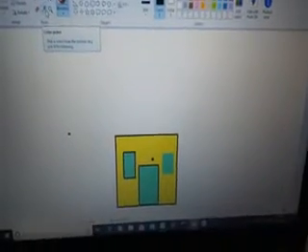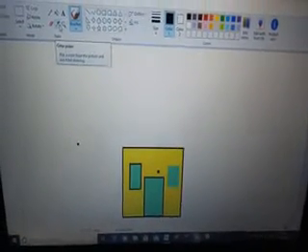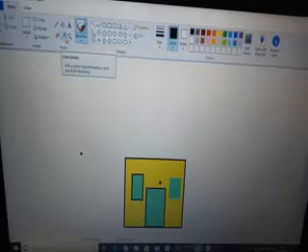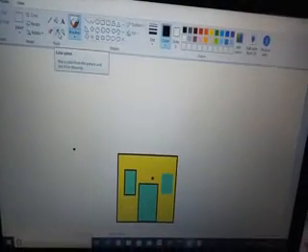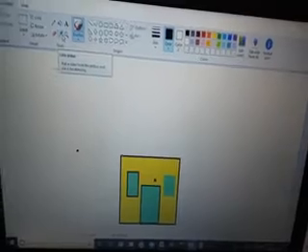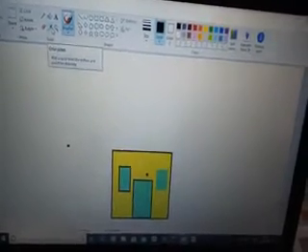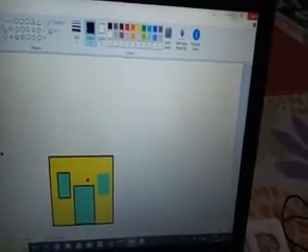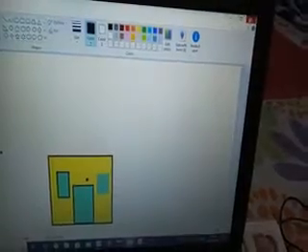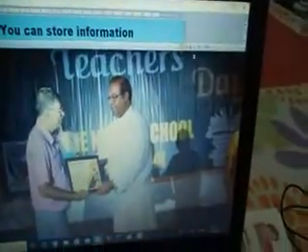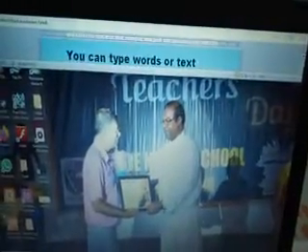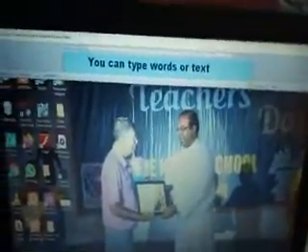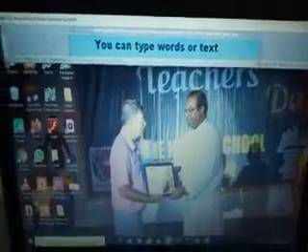So now, not only can you draw something, you can also keep it in the computer so that you can watch it again in future. Now anytime I switch on this computer, I can see this drawing. So that was about storing information. The next thing is you can type words or text. Let's see what that means.